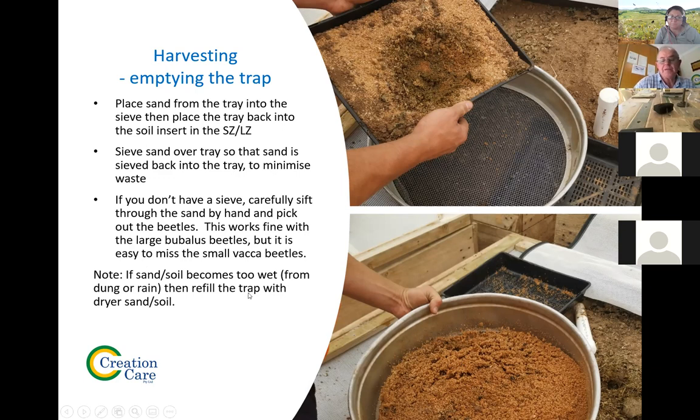And if the sand becomes too wet from the dung or from rain, it's best to replace it with fresh sand. If it gets really soggy and damp, it just has to be damp, not wet. So it's best to replace it every 4 or 5 harvests, or when it gets too wet.